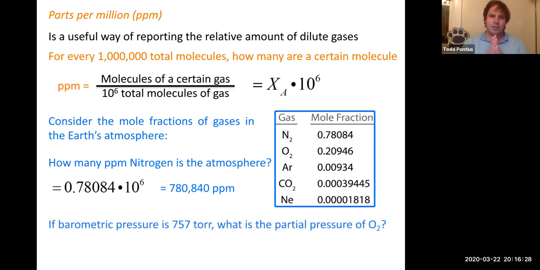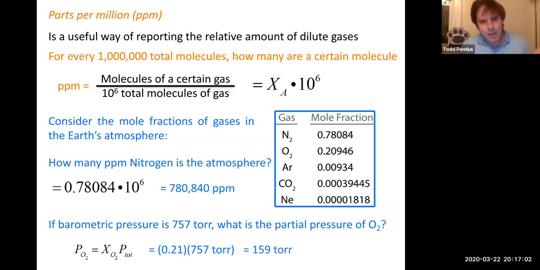So let's do this as a follow-up question. Let's say that the barometric pressure is 757 torr. What is the partial pressure being exerted from oxygen? If you want to take a quick moment, pause, and see if you can do that calculation. Let's get to it. Remember that the partial pressure of a given gas is equal to the mole fraction of that gas times the total pressure. So all we have to do is take the mole fraction of oxygen, which is about 0.21, and multiply by the total pressure, which is 757 torr. And that gives us about 159 torr. So if the total pressure is 757 torr and oxygen is about 21% of the gas, that means that oxygen is exerting 21% of that pressure, which is 159 torr.